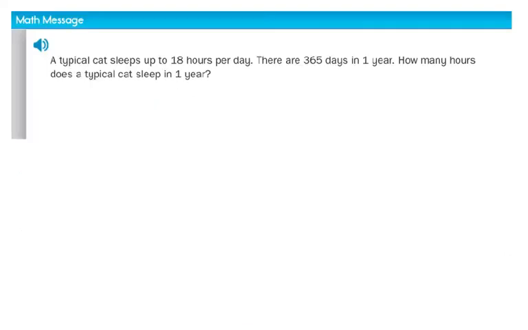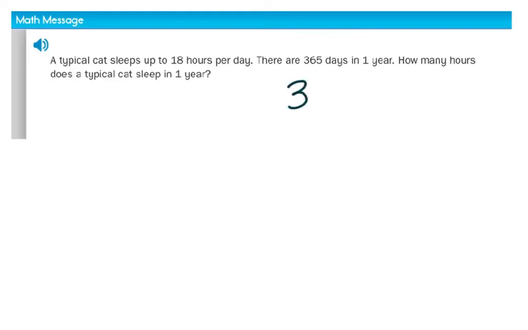Go ahead and erase your whiteboard. And another warm-up problem. A typical cat sleeps up to 18 hours per day. There are 365 days in 1 year. How many hours does a typical cat sleep in 1 year?